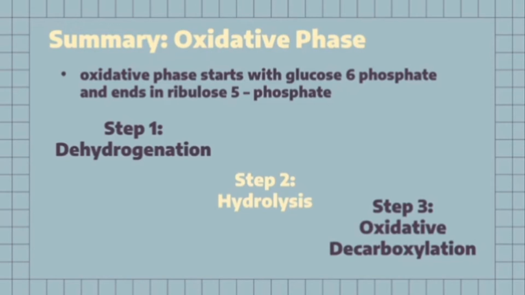is generated. Second is hydrolysis of 6-phosphogluconolactone by a special enzyme called lactonase. And the third is oxidative decarboxylation. NADP plus is the electron acceptor, generating another molecule of NADPH, carbon dioxide, and ribulose 5-phosphate. To explain the non-oxidative phase, here is Janaya Bornalo.